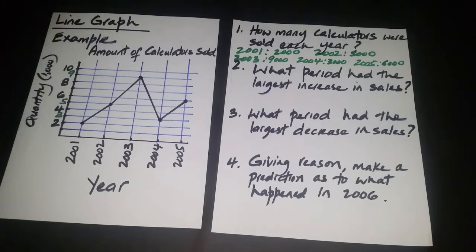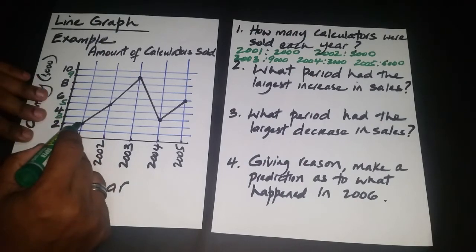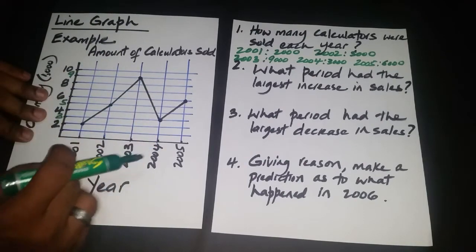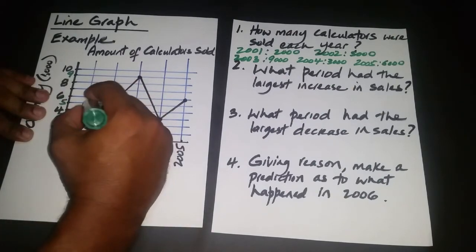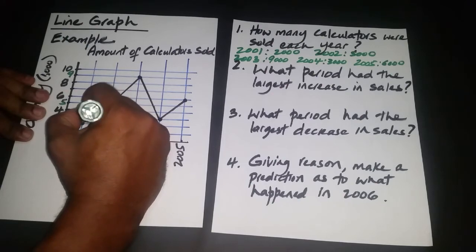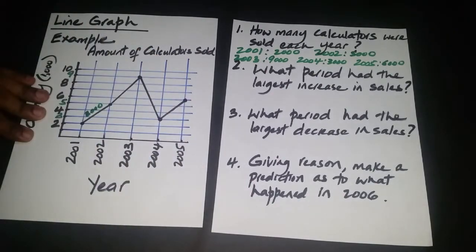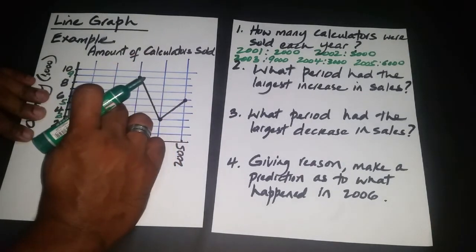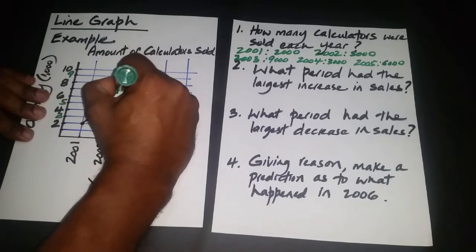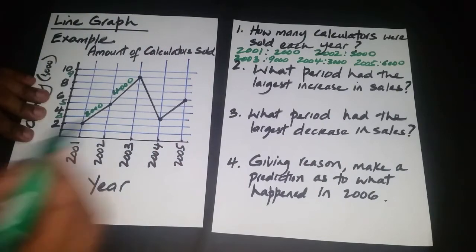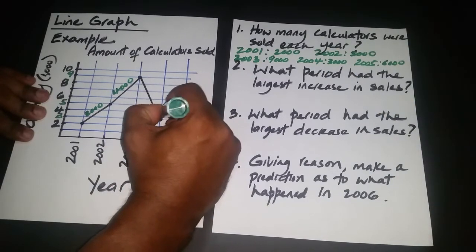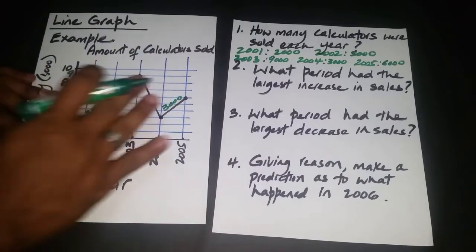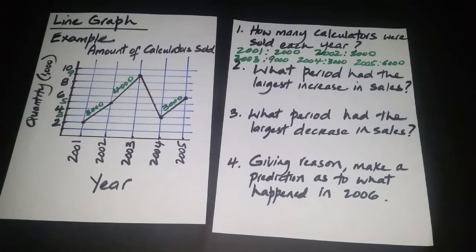Now, let's just look here. All of these trajectories here are indicating increase in sales. So this is 2,000, this is 5,000. So here indicates that there is a 3,000 increase in sales from 2001 to 2002. From here to here, this was 5,000, and this is 9,000, so this is a 4,000 increase. And from here to here, this is 3,000 and 6,000, so this also had a 3,000 increase in number of calculators sold during the period.